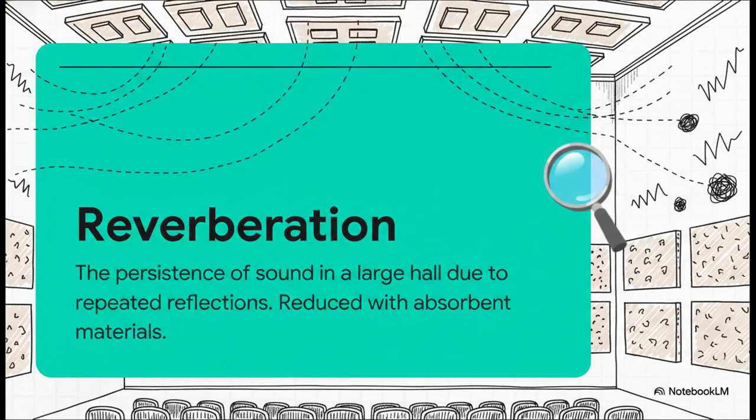Reverberation is a little different from an echo. It is the persistence of sound in a large hall due to repeated reflections. This can be undesirable, like in an auditorium, because it makes the sound unclear. That is why sound-absorbent materials, like carpets and curtains, are used to reduce it.